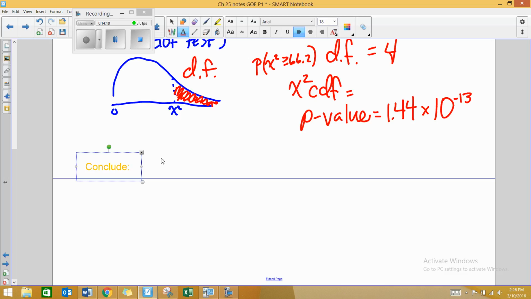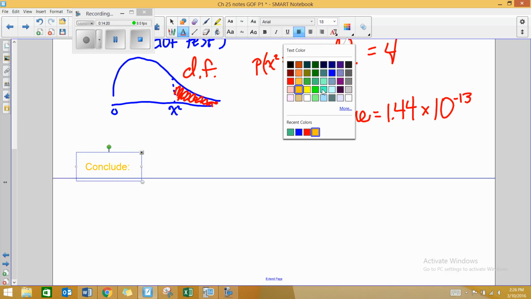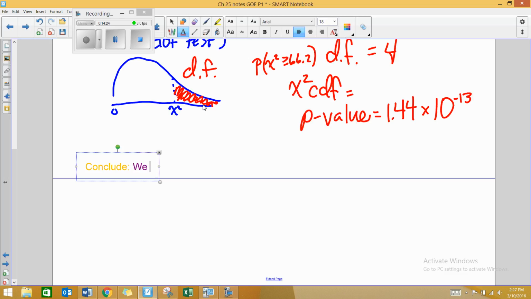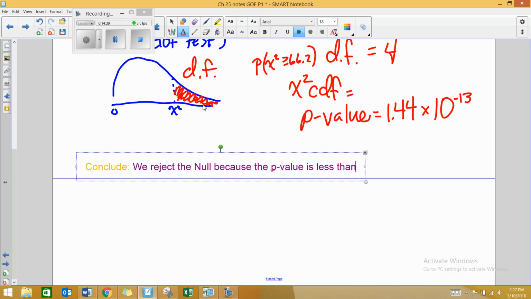Okay, so we're going to conclude. I'll go ahead and make that darker. Yellow's a bad idea. Let's do purple. Okay, so we're going to reject the null. It's very, very unlikely that we would see a sample that weird if the null was true. So we reject the null because the p-value is less than any reasonable significance level.